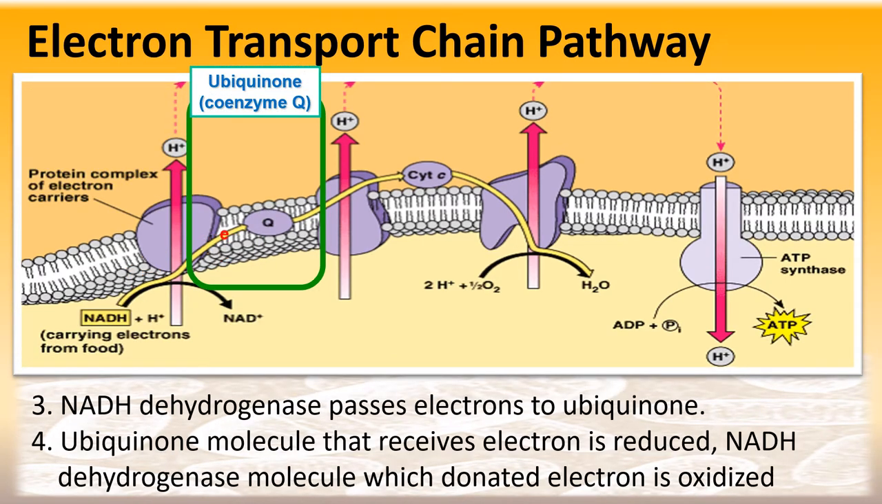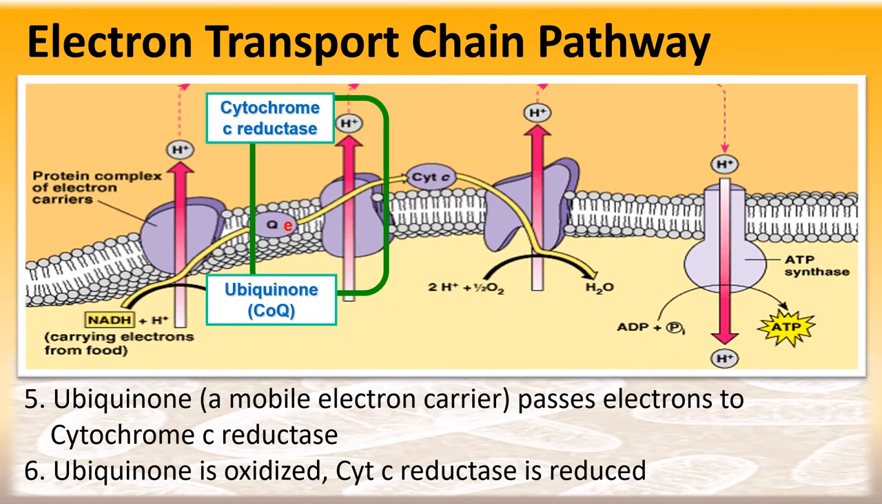NADH dehydrogenase then passes electron to ubiquinone. Ubiquinone molecule that receives electron is reduced. NADH dehydrogenase molecule which donates electron is oxidized. Ubiquinone, which is a mobile electron carrier, passes electron to cytochrome C reductase. Ubiquinone is oxidized while cytochrome C reductase is reduced.